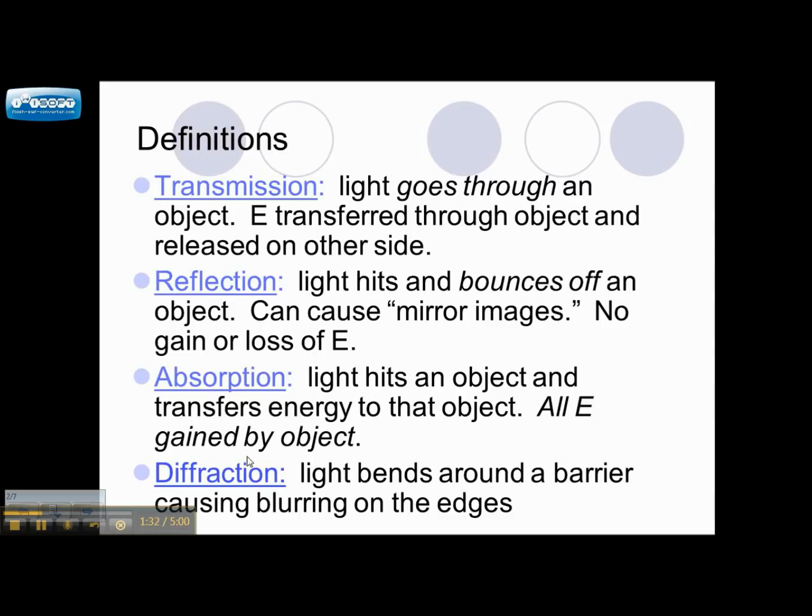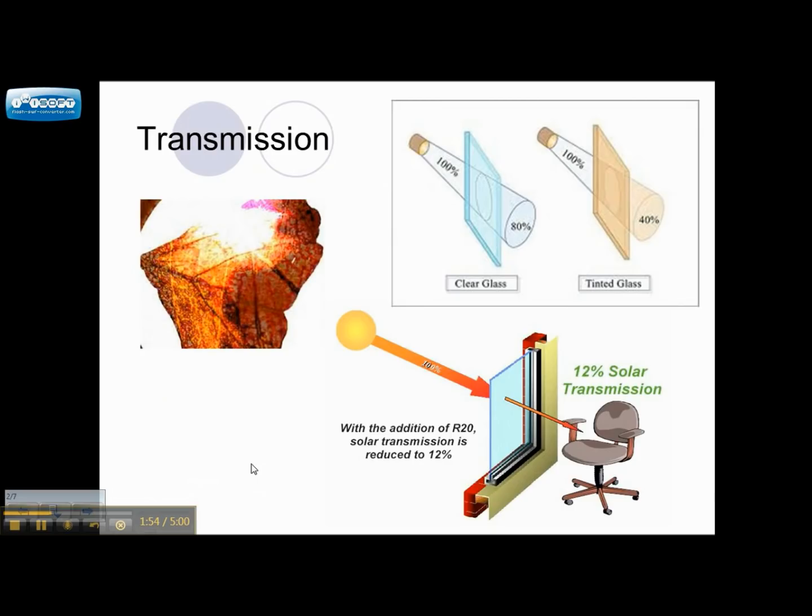The last one is diffraction. Diffraction is whenever light bends around a barrier. So if you've ever noticed, if you're really close to a wall, your shadow is very distinct. There's a very sharp edge to it. But as you get further and further away, your shadow will start becoming more and more blurry on the edges. That's because of diffraction. So the first is some pictures of transmission.